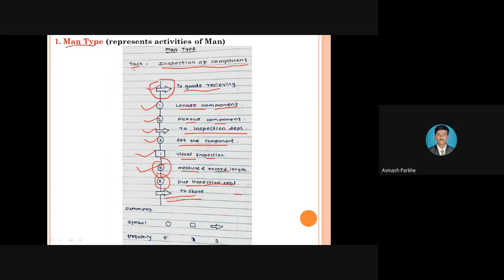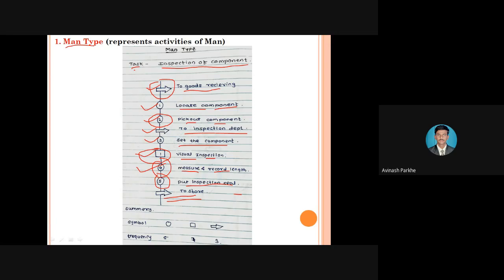represented for the transportation, then circle is also represented as the operation, and one time there is an inspection also represented. So through this particular man type of flow process chart, we can easily understand whatever the movements are taking place by that particular man for taking the component, for receiving the components, then he is performing some of the operations on that particular component, and also he is performing some of the visual inspection also on that particular component.